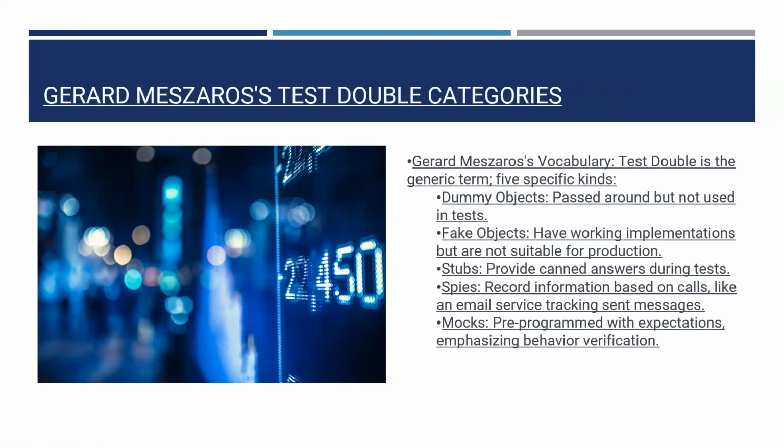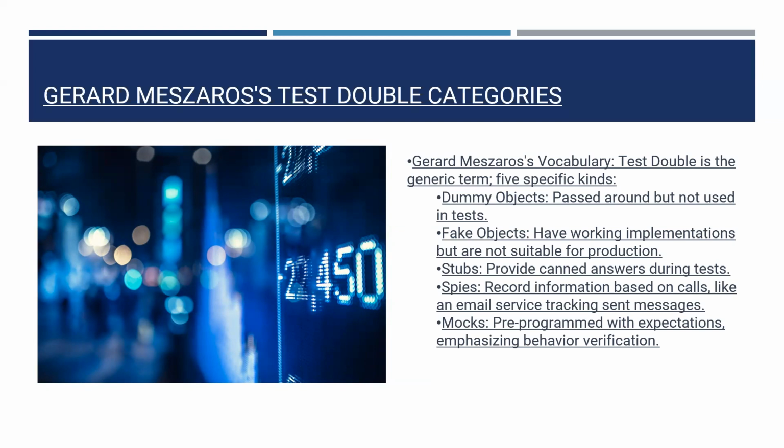So now, continuing to move further on, especially with the test double categories, we can look into Gerard Meszaros's vocabulary, which categorizes test doubles into 5 specific kinds, and I'll further explain each category. The 5 categories that we have are dummy, fake, stubs, spies, and mocks.